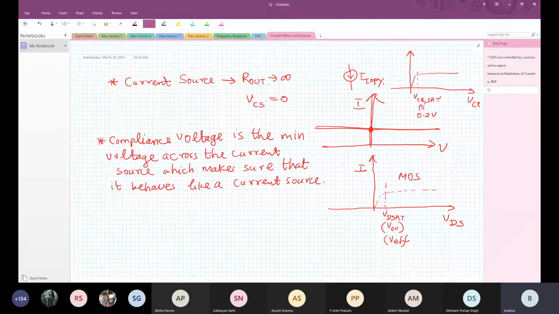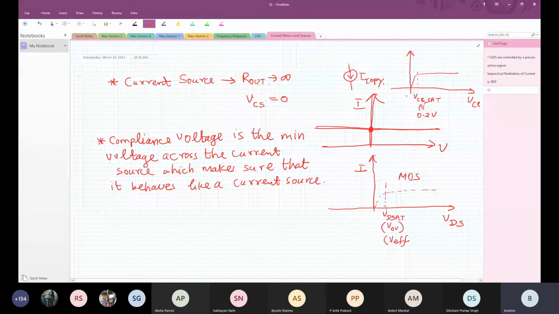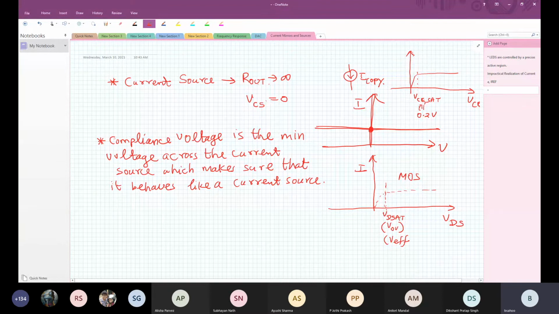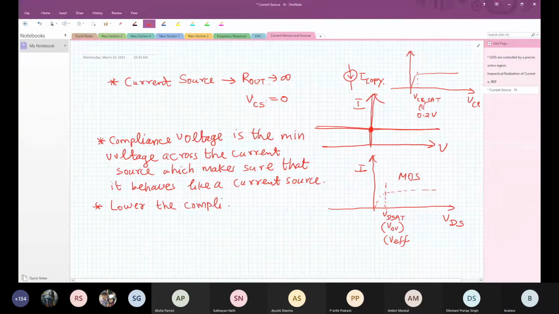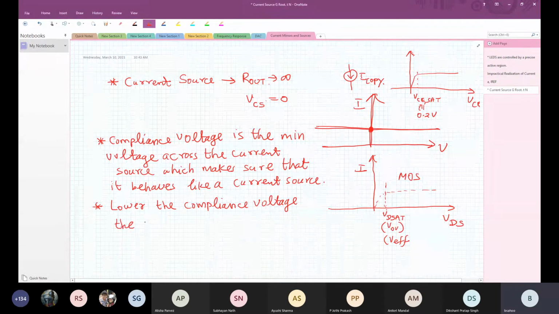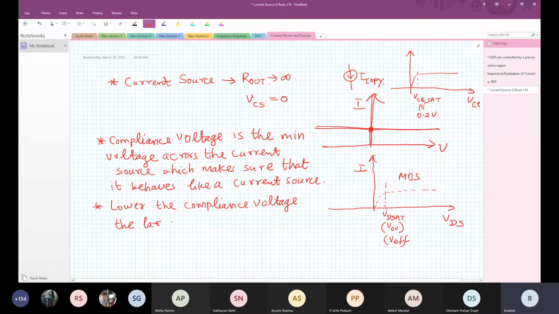Okay, it is 0.2 volts. So that means the compliance voltage for a MOS current source is VD-SAT, and for a BJT current source is 0.2 volts. Now, the lower the compliance voltage, the larger is the swing of the circuit.